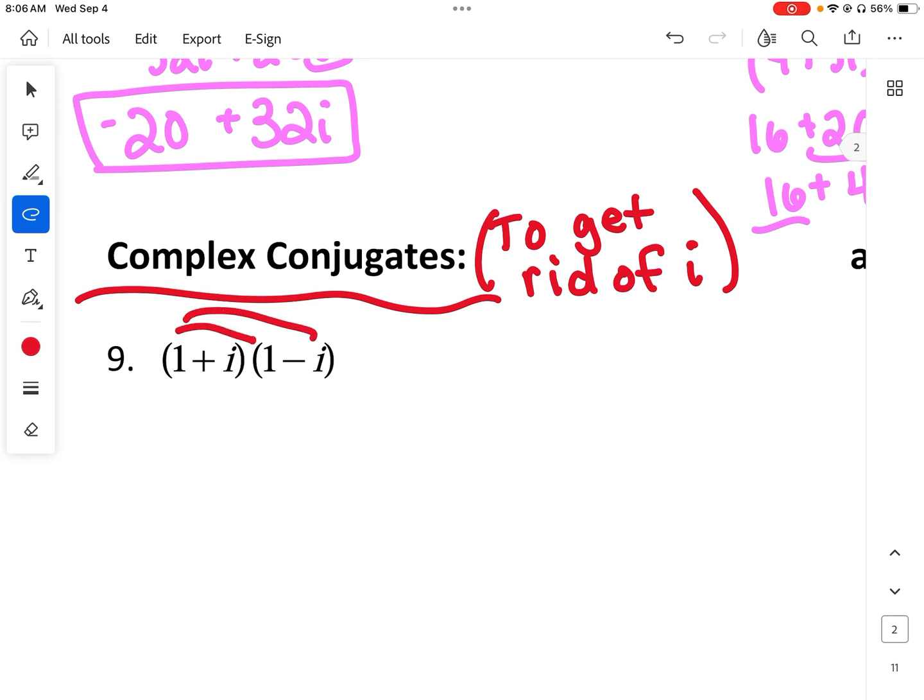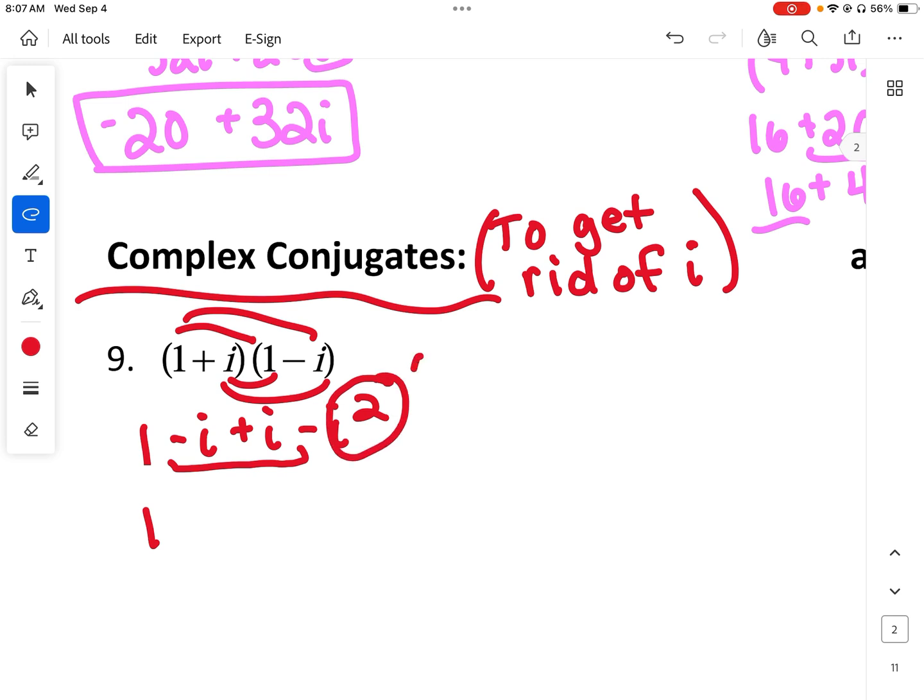So let's go ahead and do this. So it's i, and then minus i, plus i, minus i squared. The middle terms cancel. I get 1, and then remember this is negative 1. So if I have minus a negative 1, that's going to be plus 1, which gives us 2. So see how we have no imaginary number anymore? Because we got rid of it by multiplying by its conjugate.